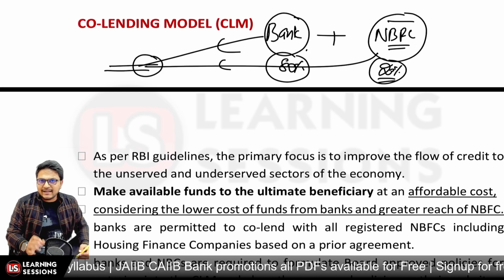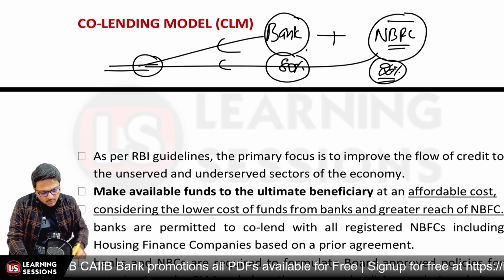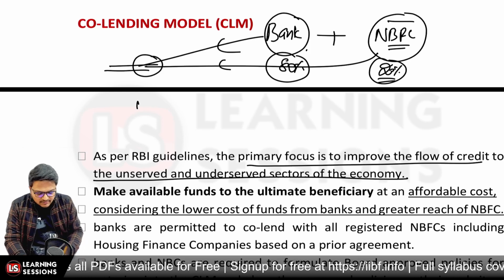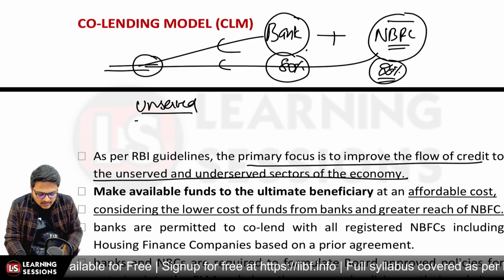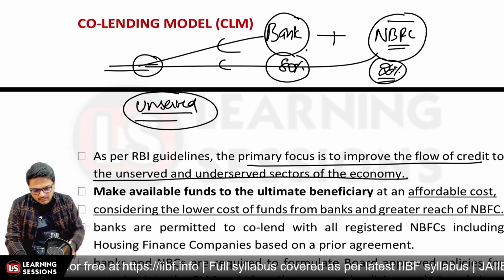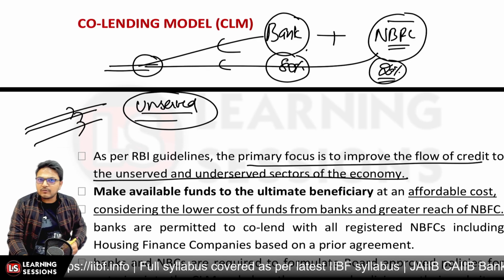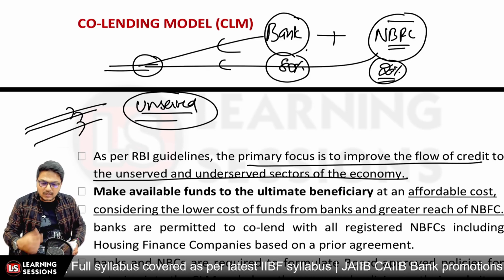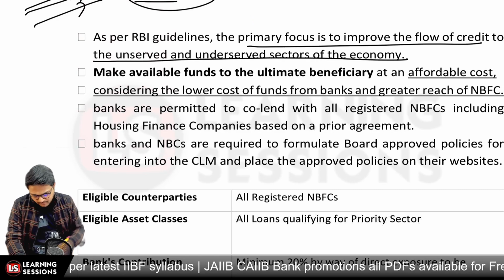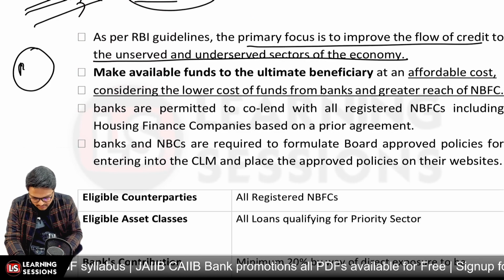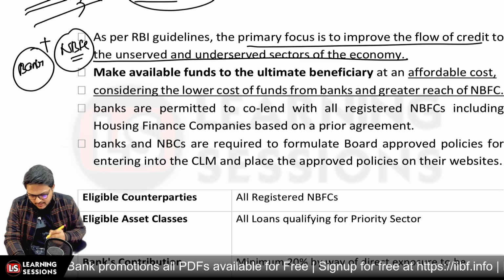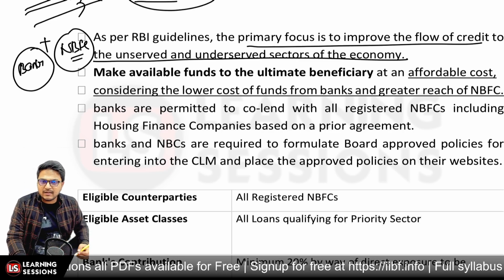Reserve Bank of India guidelines do allow the same. So what is the main primary objective? It is to improve the flow of credit to the unserved and underserved sectors. If there is a sector where credit is not available, we basically want a smooth flow of credit there, right? So we can make funds available to the beneficiaries at an affordable cost, considering the lower cost of funds from the banks. Banks have funds at lower cost, and the NBFC has good customer reach. In that scenario, both can be indulged in the co-lending model.